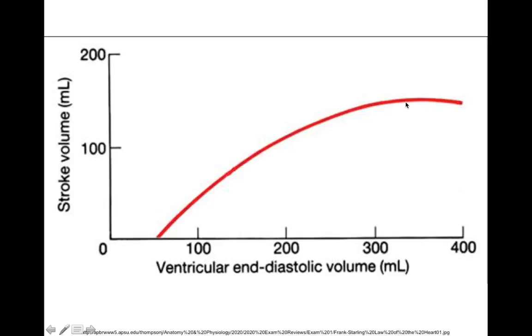There's a point at which your ventricular muscle, if it overstretches, leads to diminishing returns. Like you actually can't contract as strongly. There's a length-tension relationship here. When the muscle is stretched, it can contract more strongly, but not if it's overstretched. If it's overstretched because your end diastolic volume is so high, then you get less contraction, which means you have a smaller stroke volume. Okay.